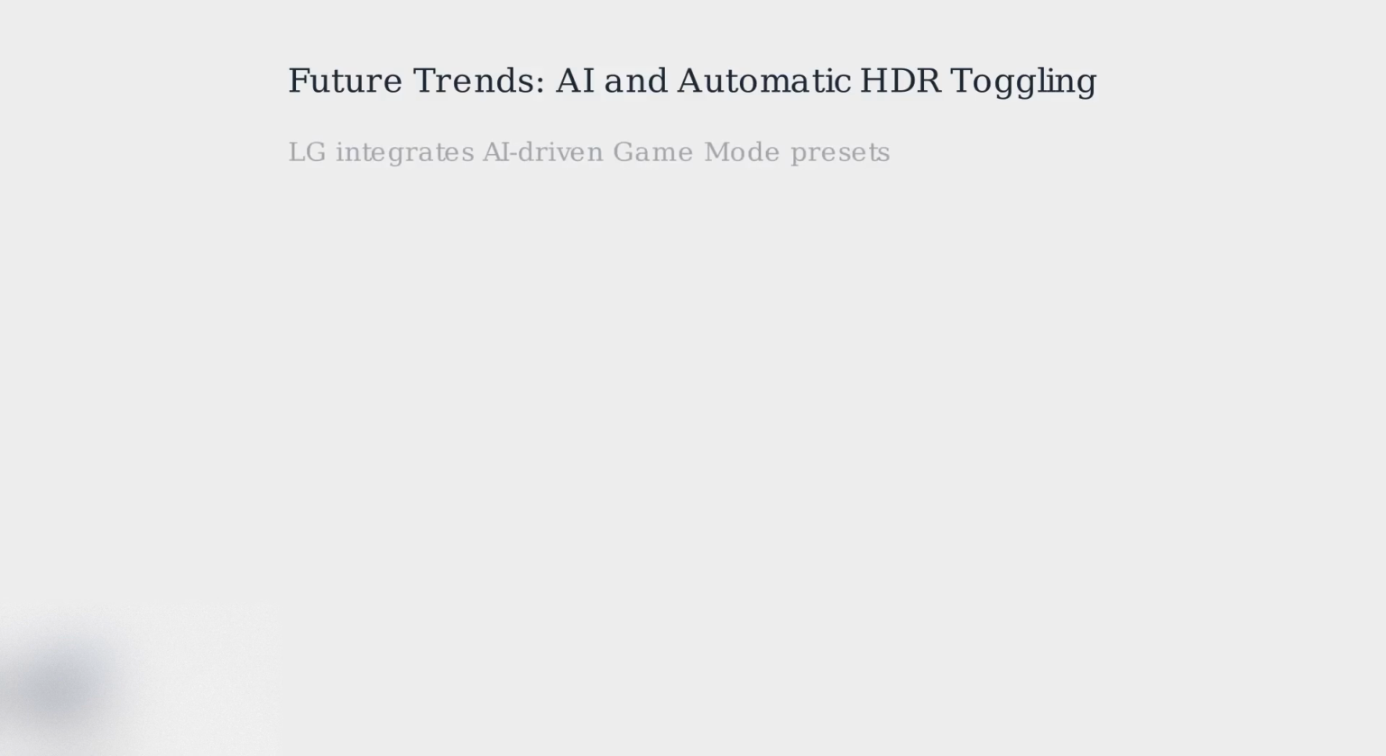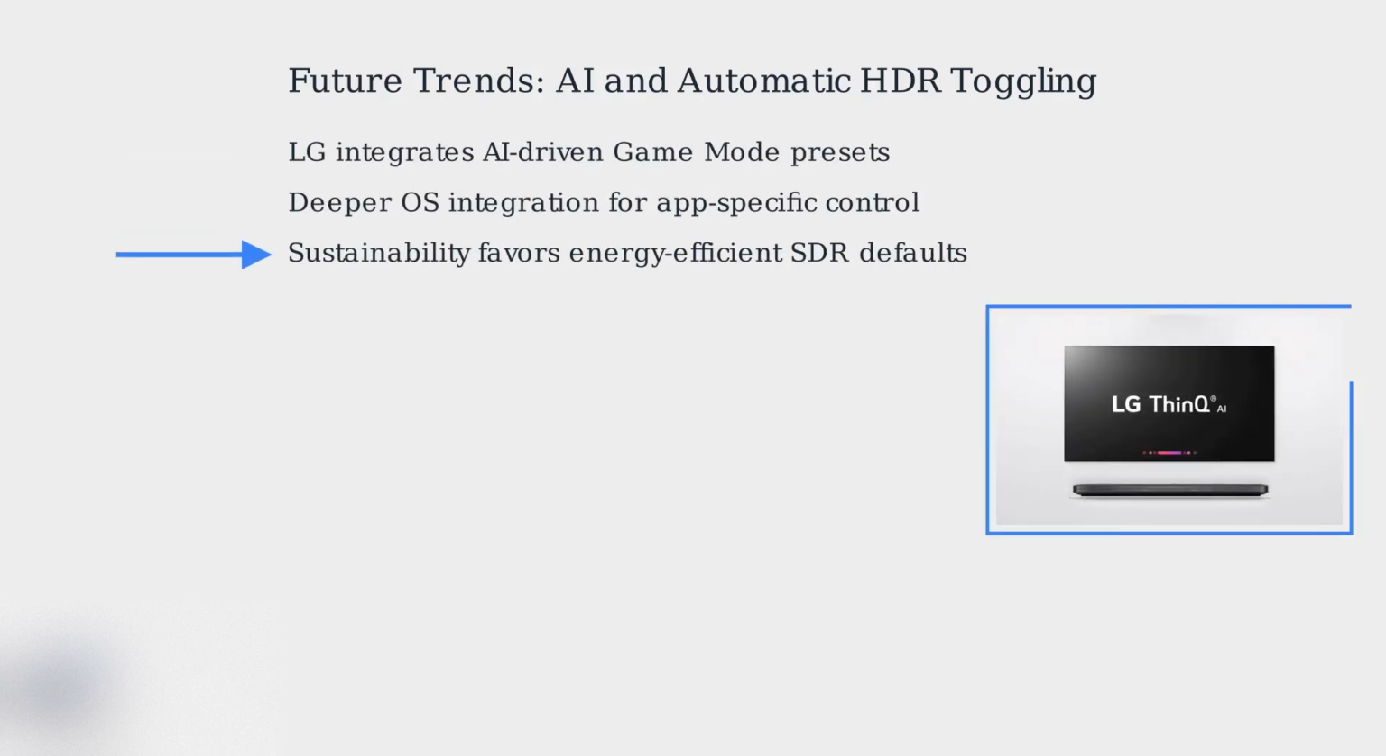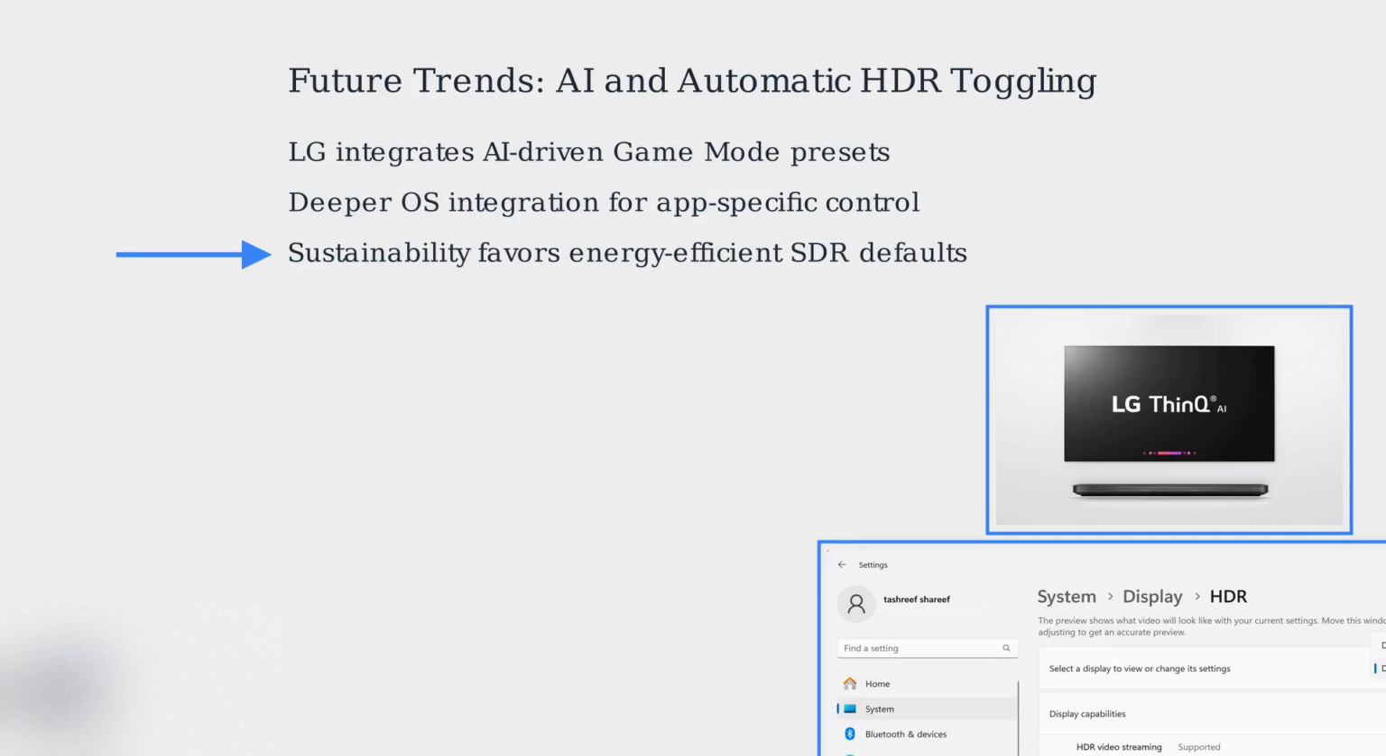The future of HDR involves more automation. LG is integrating AI-driven game mode presets that automatically toggle HDR based on content. Expect deeper OS integration, potentially allowing app-specific HDR control in future Windows versions. Sustainability trends also favor energy-efficient SDR defaults.